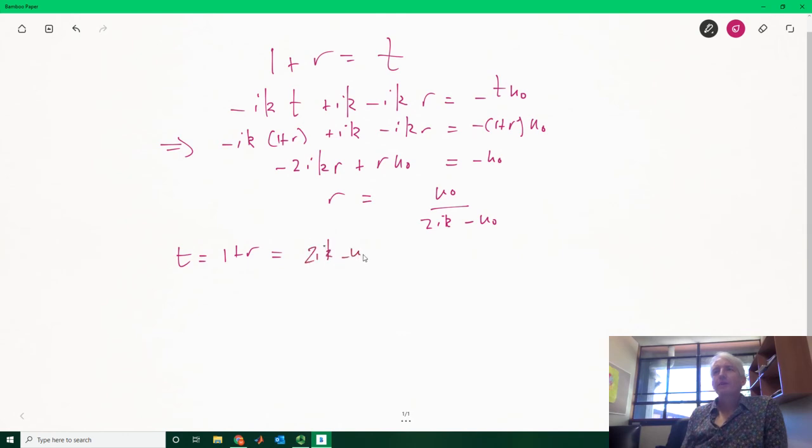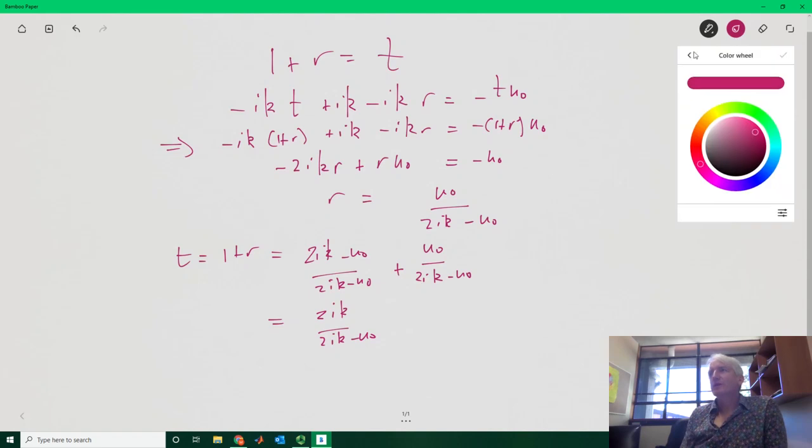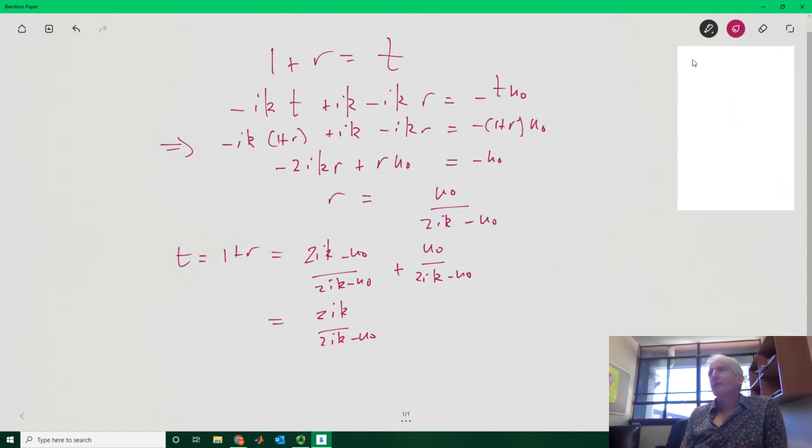And then T is equal to 1 plus R, so it's 2IK minus U0 over 2IK minus U0, that's 1. Reasons for writing that will become obvious in 1 second. Minus 2IK U0, and then of course that adds together, we get minus minus U0, so we get 2IK over 2IK minus U0. All right, brilliant.